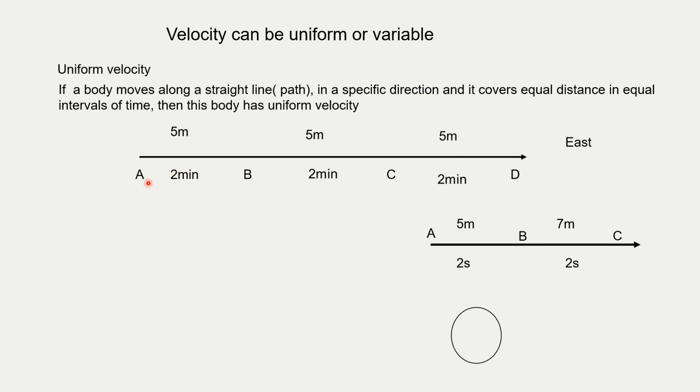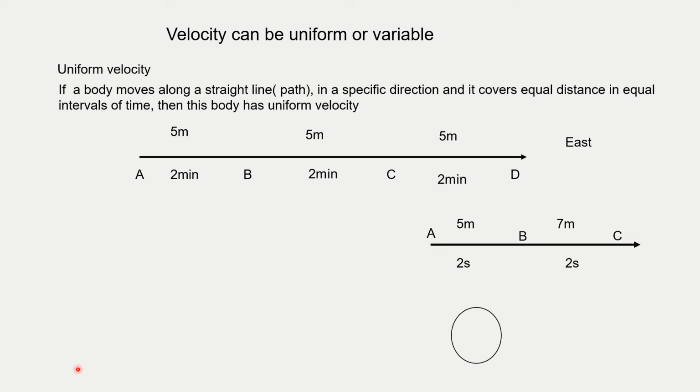If the body has moved from point A to B and from B to C and C to D, it covers equal distances in equal intervals of time, such that it is moving along a straight line path in a specific direction, that is towards the east, then this body is moving with uniform velocity.